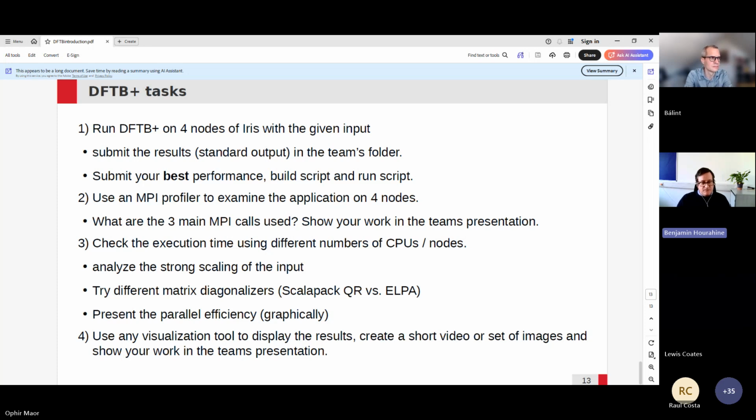And we've given some pointers towards using a couple of different methods out of the libraries that we use to solve this generalized eigenvalue problem. So ScaLAPACK QR is one approach, and the ELPA solver is another one, and they will potentially give you quite different parallel fractions and behaviors on this thing, but this is something you're going to investigate. And so once you've done that, present these results graphically.